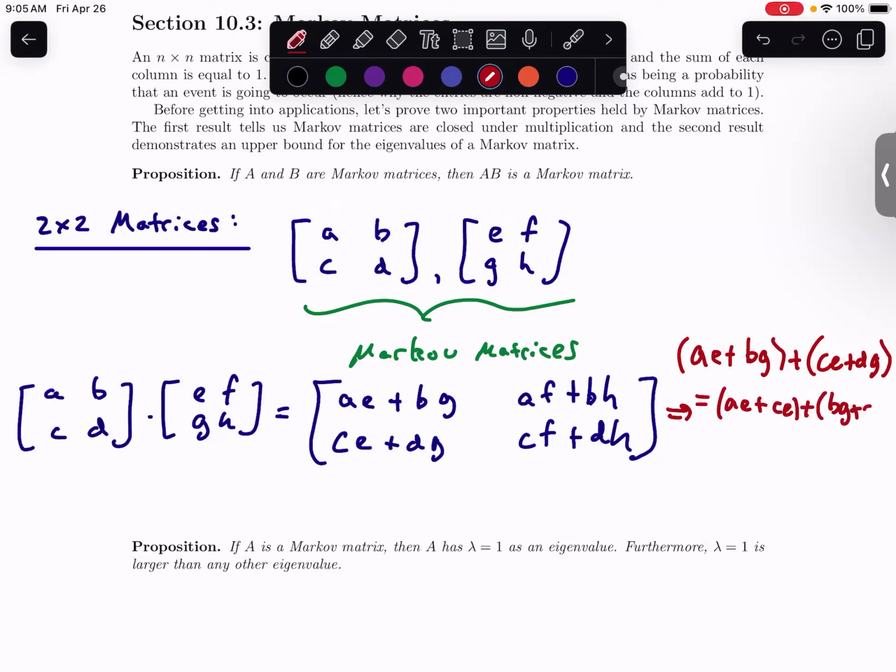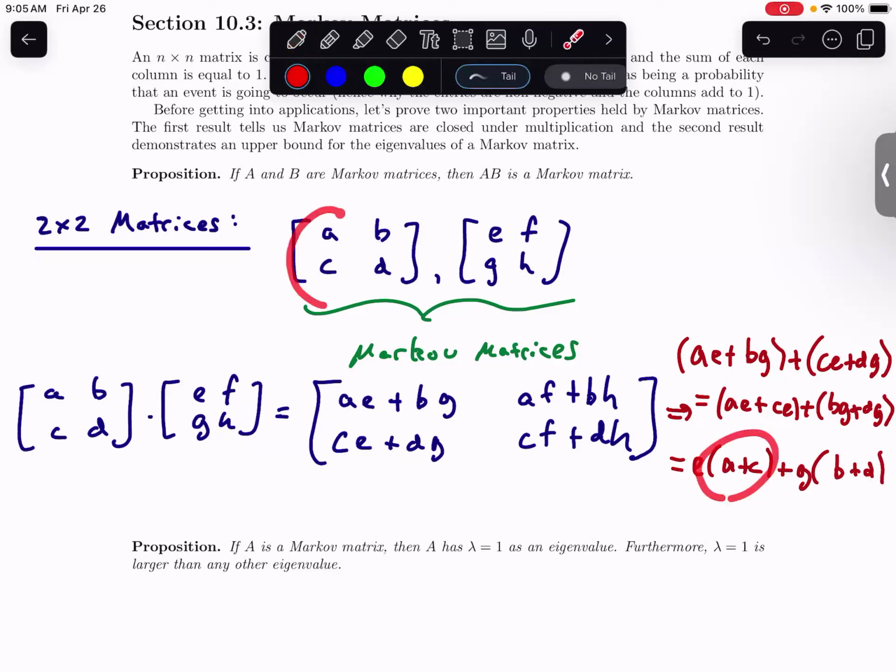BG plus DG. And so you can factor out the E to get that this is going to be E times (A plus C), and then plus G times (B plus D). Again, A plus C is equal to 1. B plus D is equal to 1. So this is equal to just E plus G. And then we have that E plus G is equal to 1 as well. So this is equal to 1.